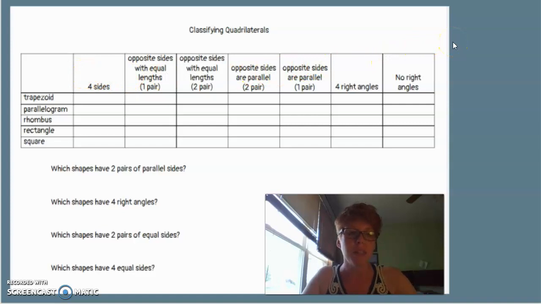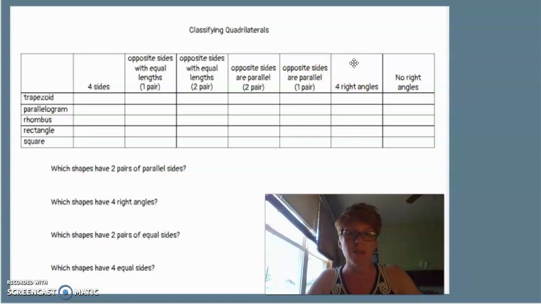So today we will be discussing shapes that have 4 sides, shapes that have 1 pair of opposite sides that have equal lengths, shapes that have 2 pairs of equal lengths, shapes that have 2 pairs that are parallel, shapes that only have 1 pair of parallel sides, shapes with 4 right angles, and shapes with no right angles.